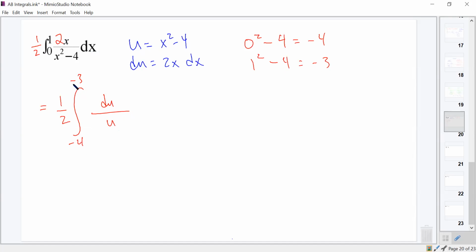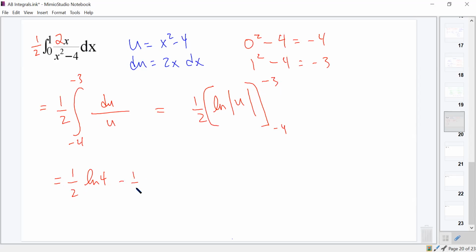Everybody good with changing this integral into this new one? Yep. All right. So we still have a 1/2. The integral of du over u is natural log absolute value u. And it's now evaluated from -4 to -3, which gives us 1/2 the natural log of the absolute value of -4, which is 4, minus 1/2 the natural log of the absolute value of -3, which is 3. And this answer right here is a perfectly acceptable answer. Oh, why did I write those backwards? I don't know why I wrote those backwards. Sorry.